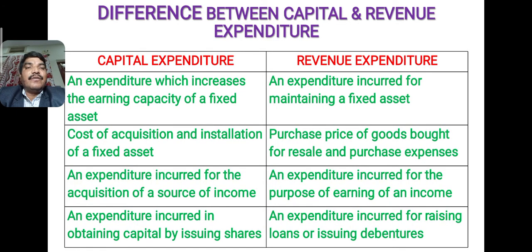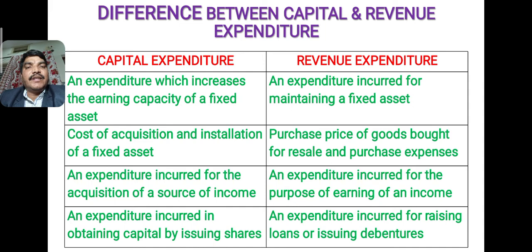Then we'll understand the next difference, capital expenditure and revenue expenditure. Any expenditure which increases the earning capacity of an asset, we call it a capital expenditure. On the other hand, an expenditure incurred for maintaining a fixed asset is called a revenue expenditure.